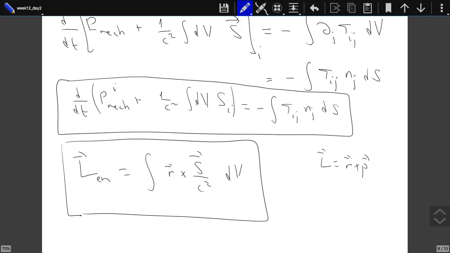Shouldn't there be a minus sign between 1 over c squared... And if we set the surface to infinity, the right answer will be 0, which means that they should be negative to each other. No.